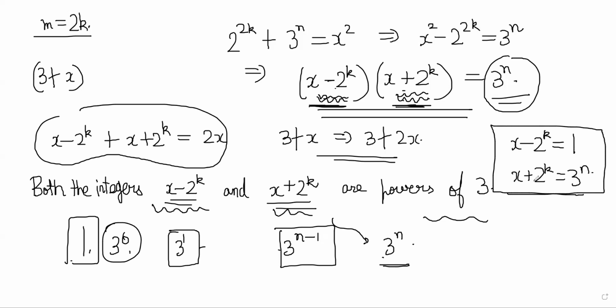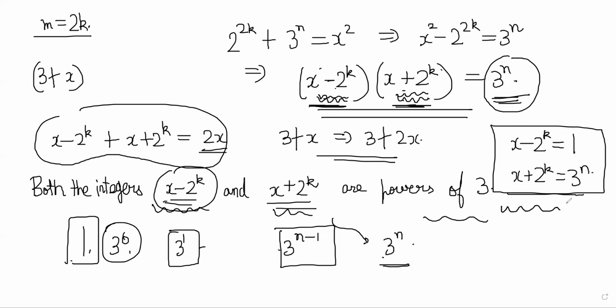I hope you got the argument. The product of these numbers is 3 power n, so both of them must be powers of 3. The sum of these numbers is 2x, but 2x is not divisible by 3, because x is not divisible by 3, right? So how can that happen? The only way for it to happen is one of the powers to be 3 power 0 and the other power is 3 power n.